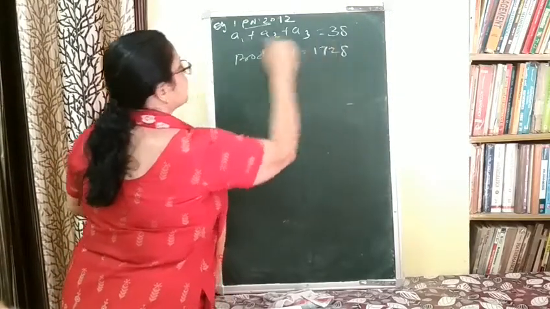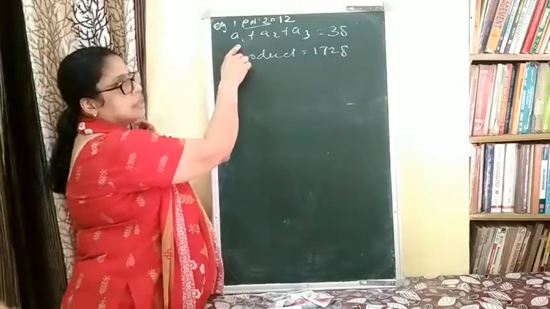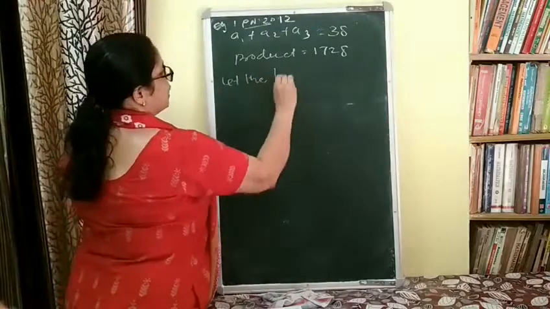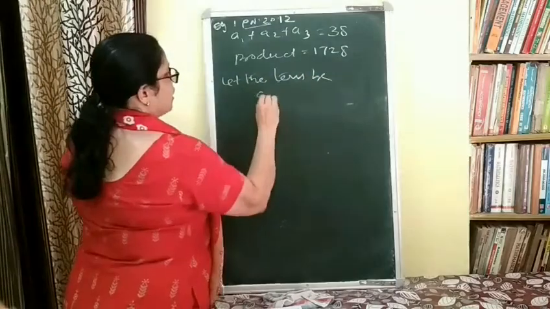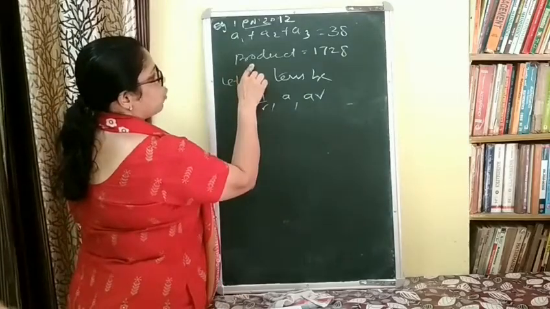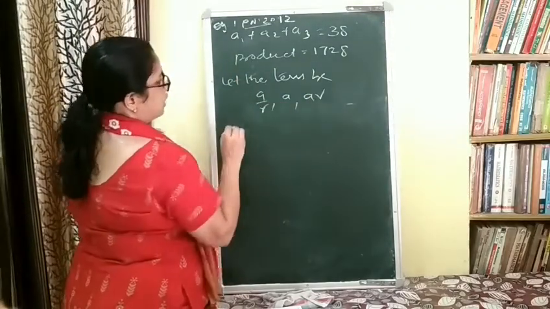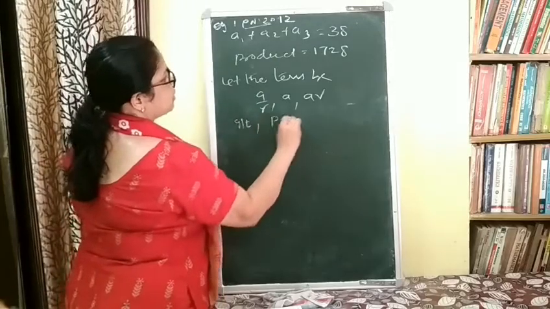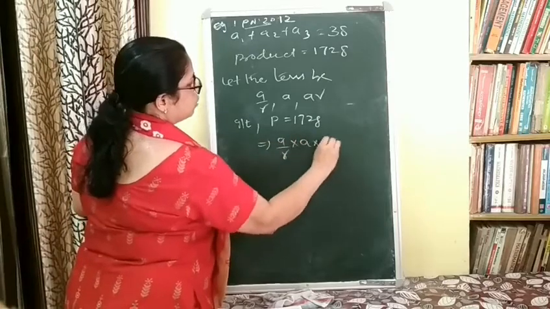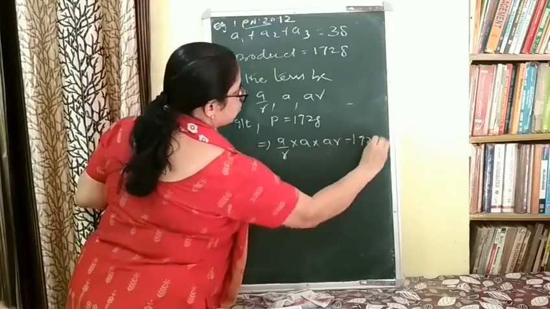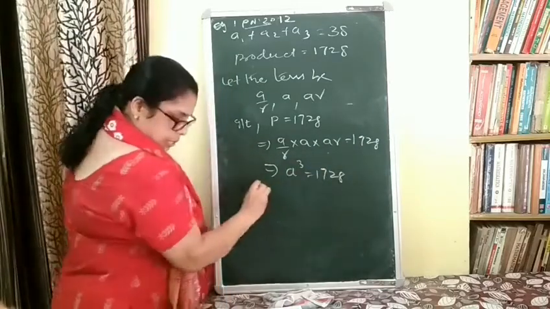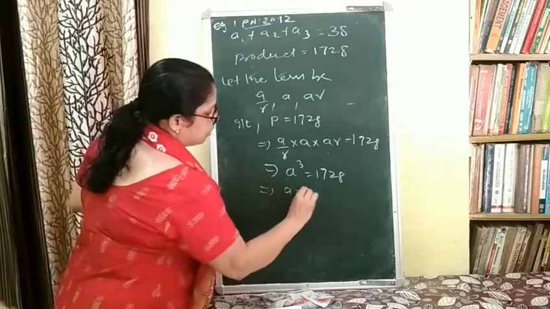1728. That means आपको कितने टर्म्स दे रखा है? 3 टर्म्स. 3 टर्म्स में क्या अज्यूम करते हैं आप? Let the terms be A by R, A, AR. फर्स्ट ऑफ ऑल यू विल यूज दिस वन. क्यों ये यूज करते हैं तो R कैंसिल हो जाएगा. Given that product is equal to 1728 implies A by R into A into AR is equal to 1728 implies A cube is equal to 1728.